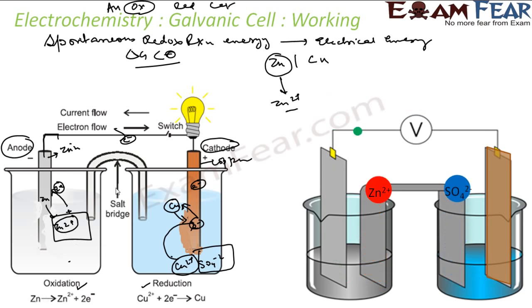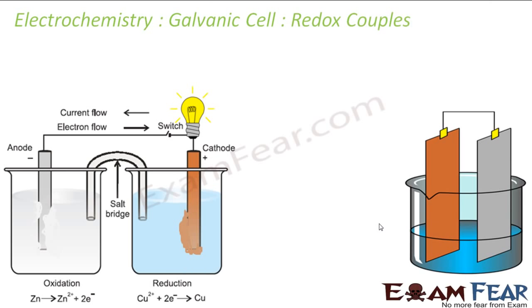So if you see, this is the same animation we saw. This is the flow: the green one is the electron flow, from left to right, and the current flows in the reverse direction. The excess Zn2 plus in the left container and the excess SO4 2 minus in the right container get neutralized using the salt bridge. That is the typical working of this galvanic cell.